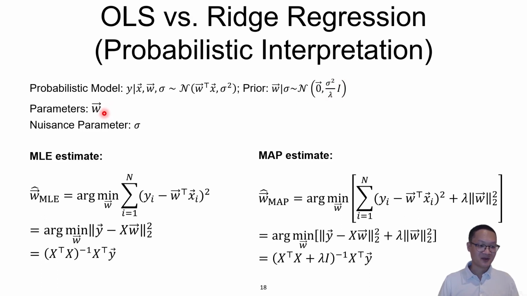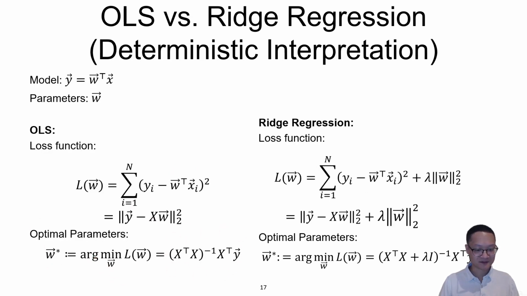The parameters we would like to determine are W, and then we also had nuisance parameters sigma. With the probabilistic model, we had two ways of estimating W. One of them is the maximum likelihood, which turns out to be the same thing as minimizing the loss function of ordinary least squares. And of course, that means that the W MLE is actually the same as before in ordinary least squares.